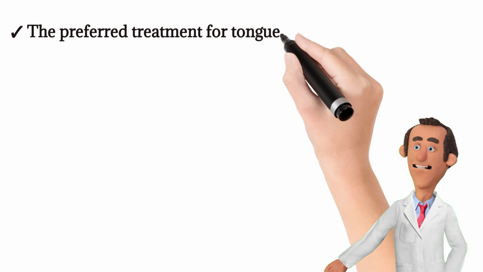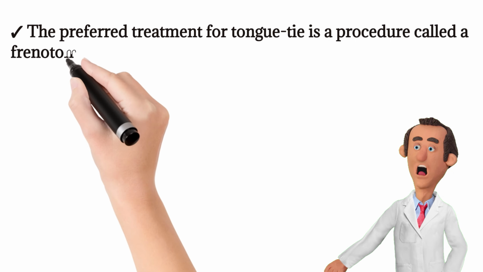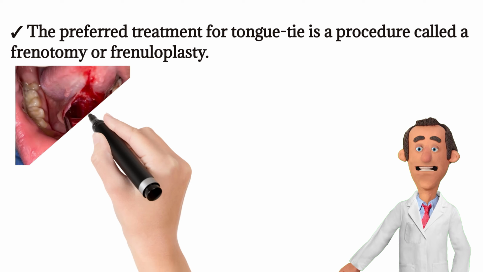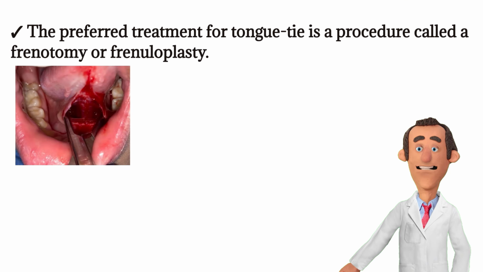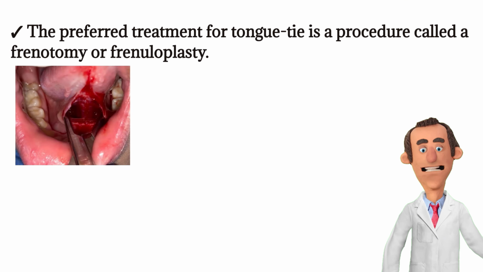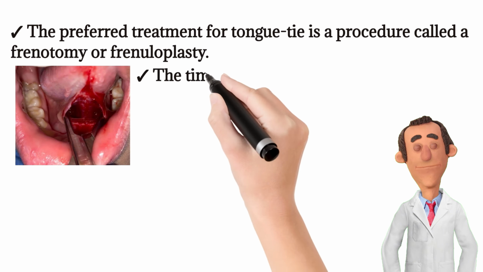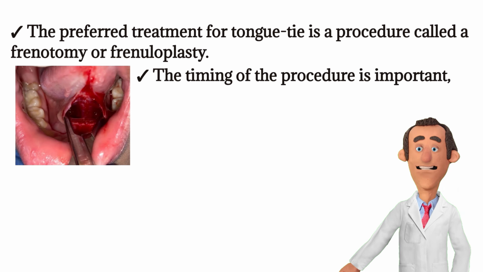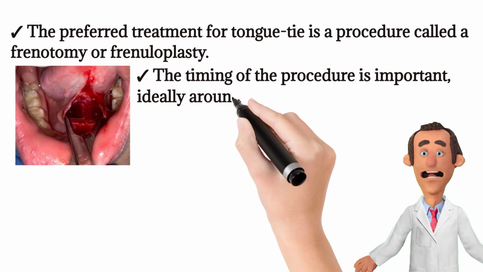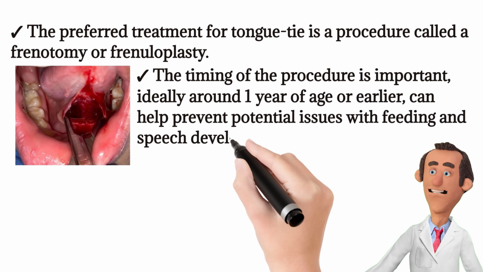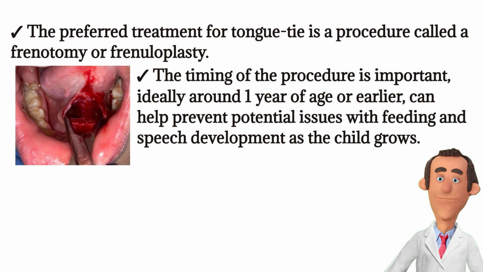The preferred treatment for tongue tie is a procedure called a frenotomy or frenuloplasty, which involves releasing the tight or thick lingual frenulum to improve tongue movement. This can often be done quickly and safely in a healthcare provider's office using sterile scissors or a laser. The timing of the procedure is important, and there is evidence to suggest that performing the procedure early, ideally around 1 year of age or earlier, can help prevent potential issues with feeding and speech development as the child grows.